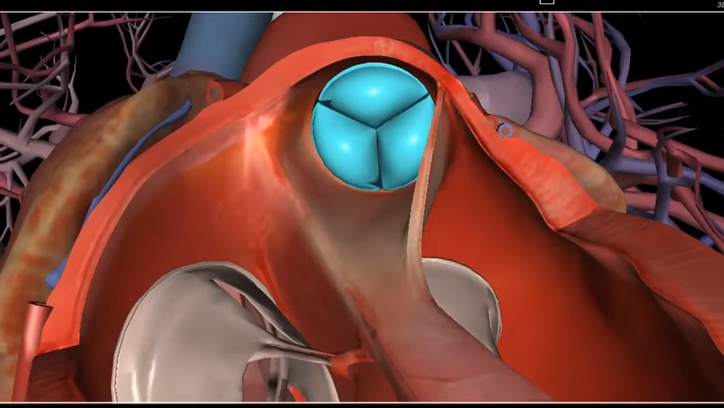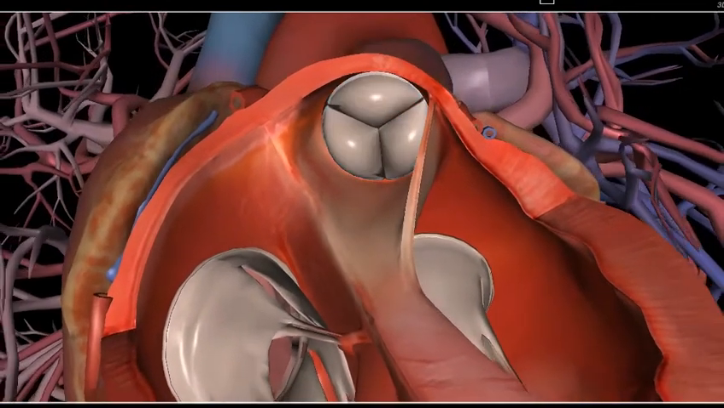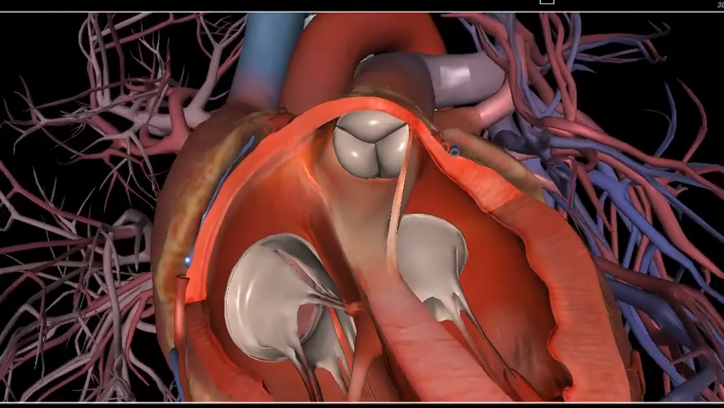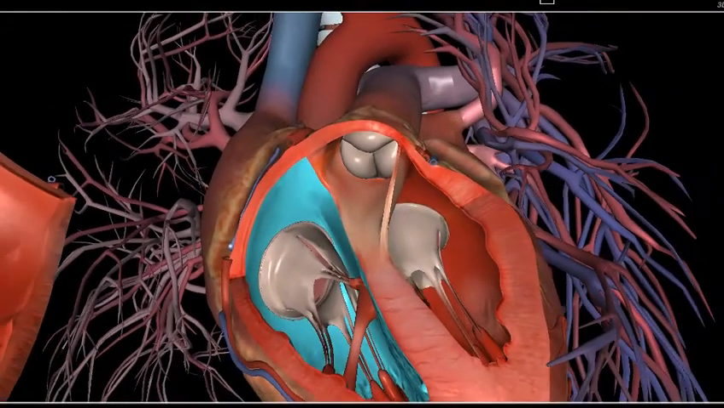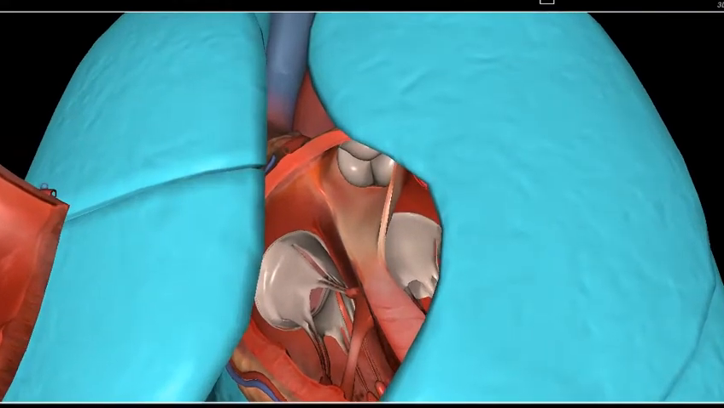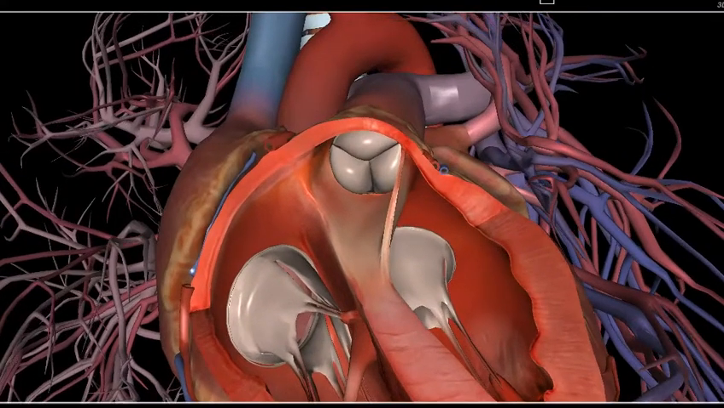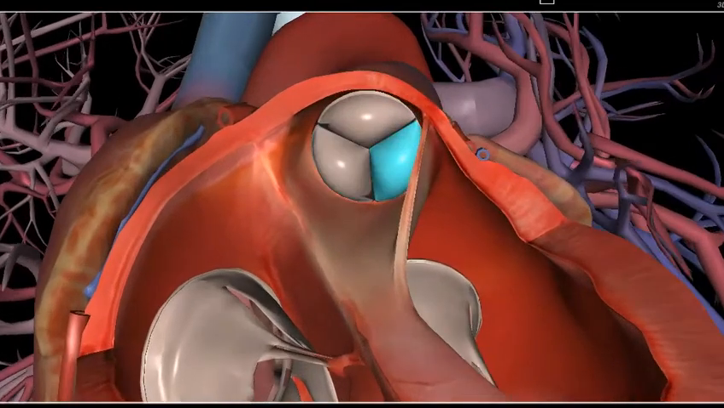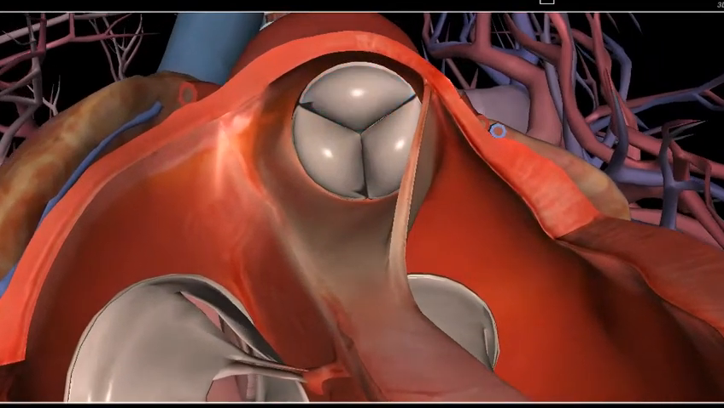The pulmonary valve is on the right side of the heart. When it opens, blood empties out of the right ventricle and flows in the pulmonary trunk toward the lungs. The three flaps of the pulmonary valve are called the right cusp, left cusp, and anterior cusp.